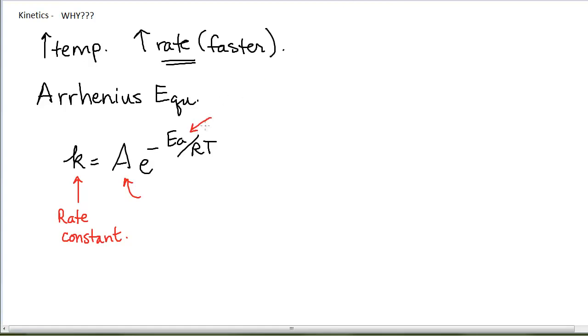E sub A is our activation energy. We do worry about this in this semester.